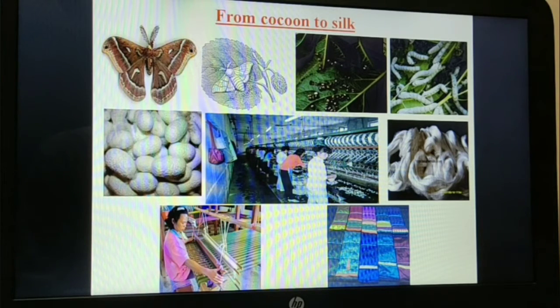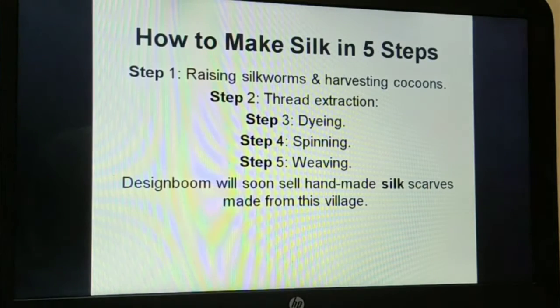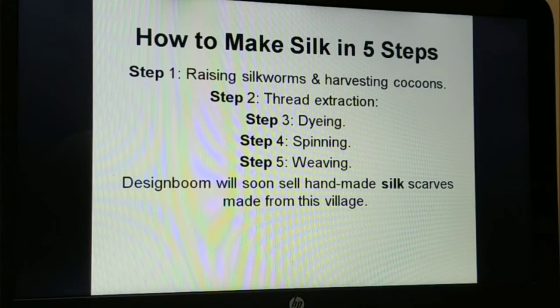So the people in the village are engaged in this for their livelihood. How to make silk in 5 steps: raising silkworms and harvesting cocoons. Then you have thread extraction, that is step 2. Step 3, dyeing. Step 4, spinning. Step 5, weaving. Design Boom will soon sell handmade silk scarves made from this village.